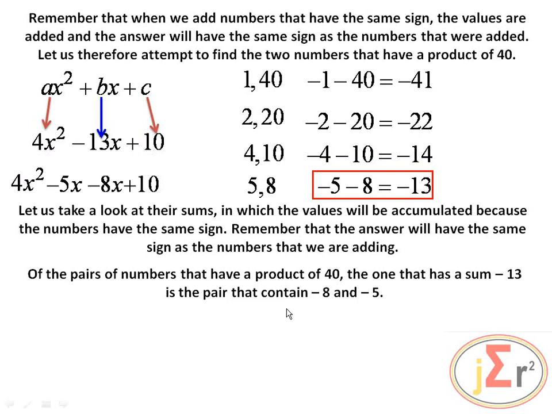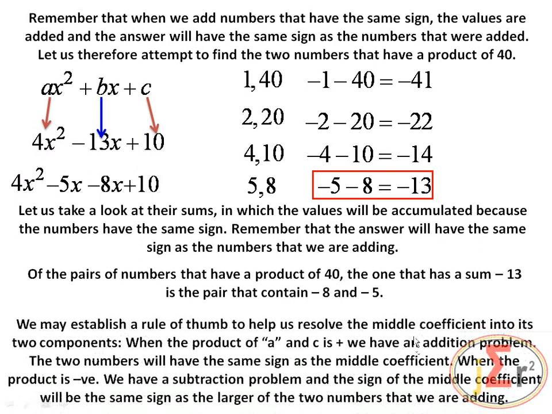Resolve the middle term into its two components. We may establish a rule of thumb to help us resolve the middle coefficient into its two components. It has two parts. When the product of A and C is positive, we have an addition problem. So as long as the product of A and C is positive, we have an addition problem. The two numbers will have the same sign as the middle coefficient. So as long as when we do this we get positive, the two numbers will have the same sign.